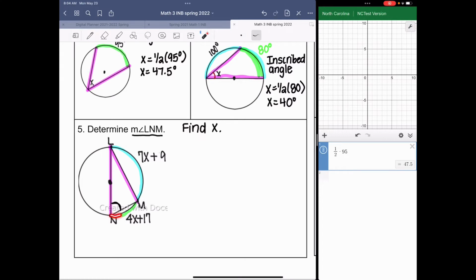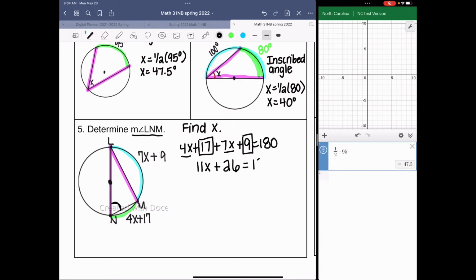Now, to find x, we know this arc plus this arc is going to be 180. So we're going to set up that equation. So we have 4x plus 17 plus 7x plus 9 equals 180 degrees. All right, we're going to combine like terms. So we have 4x and 7x. That's going to give me 11x. And then we have 17 and 9. So we add those together, and that's going to make 26. So 11x plus 26 equals 180 degrees.